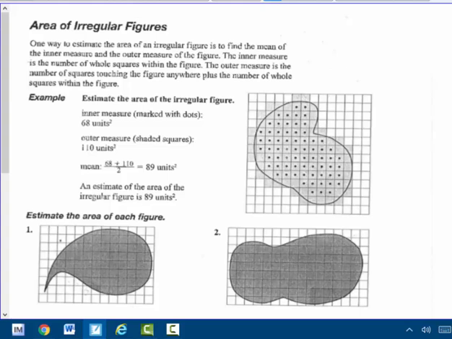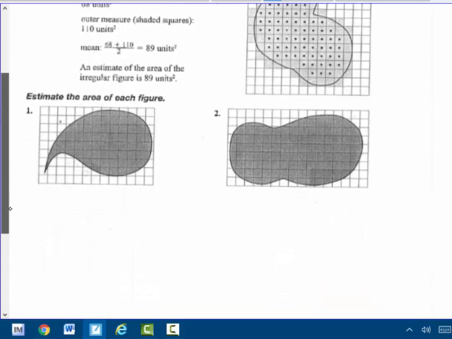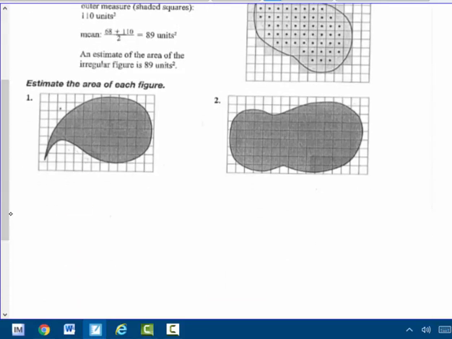The inner measure is the number of whole squares within the figure. The outer measure is the number of squares touching the figure anywhere plus the number of whole squares within the figure. Estimate the area of this irregular figure. The inner measures are marked with dots. There's 68 of them. The outer measure are the squares that are shaded, which is 110. So if you take their average, 68 plus 110 divided by 2, you get 89 square units. An estimate of the area of this irregular figure is 89 square units.